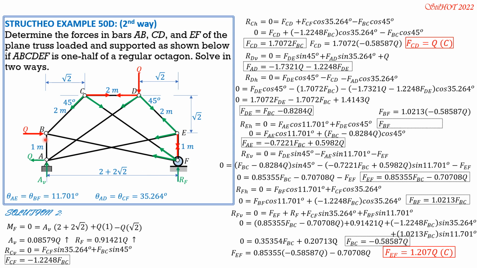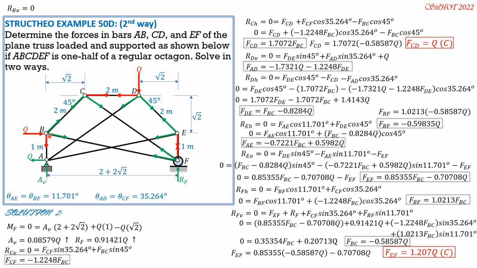Then finally, FAB. So it's still far. So we need this force FBF, so that when we transfer there, we can sum up forces vertical, we can solve for FAB. So FBF is 1.0213 of FBC, and FBC is negative 0.5857 Q. So FBF is negative 0.59835 of Q. Then we draw the FBD of isolate B.